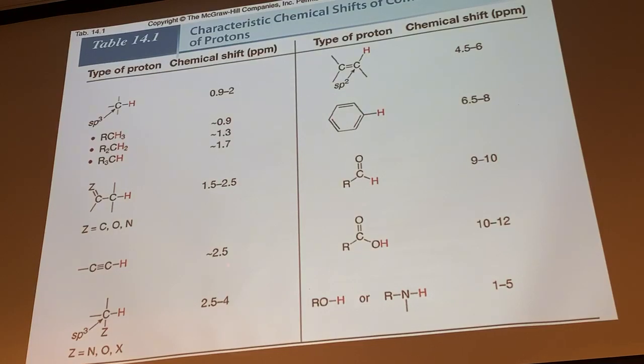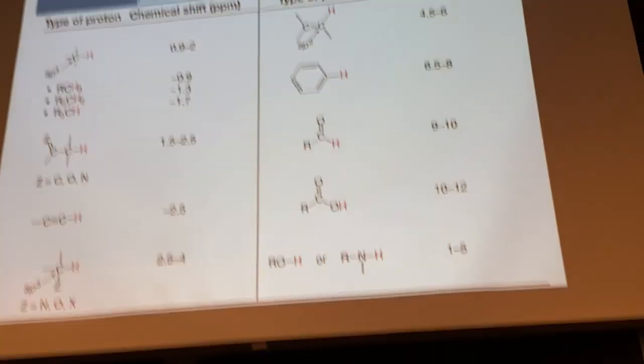So the other thing we see is that if we have an allylic or a benzylic hydrogen, this would be a hydrogen on an sp3 carbon that is adjacent to an sp2 carbon. It is slightly de-shielded by that electronegative, electron-withdrawing sp2 carbon. So let's take a look at an example.